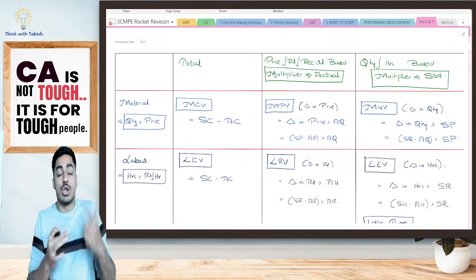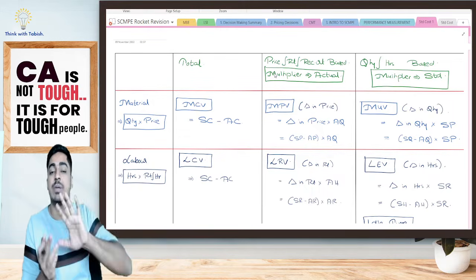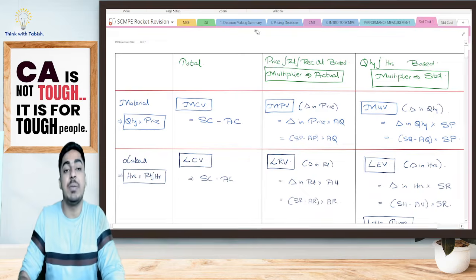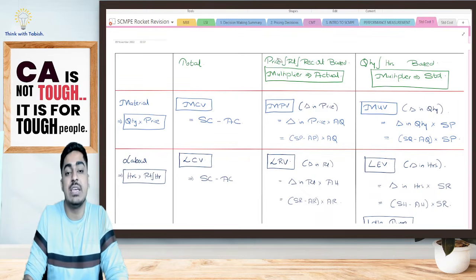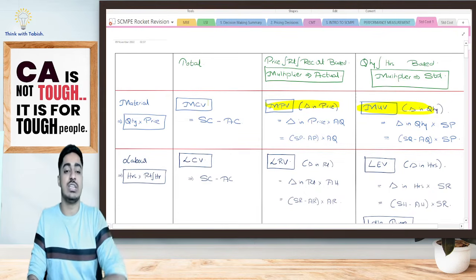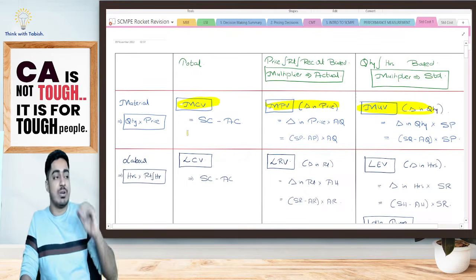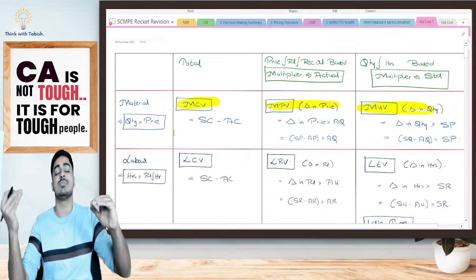Now, overall, if my material cost has changed, that means either my quantity should have changed or my price should have changed. Change in my price is called material price variance. Change in my quantity is called material usage variance. Overall change is called material cost variance. Material cost variance is nothing but my standard cost of raw material minus my actual cost.